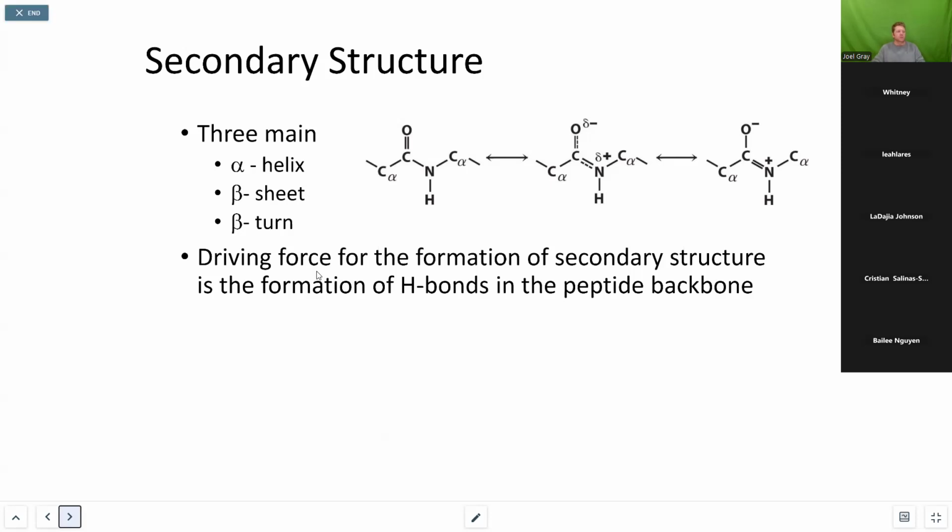Now, the driving force for the formation of secondary structure is the formation of hydrogen bonds on the peptide backbone. So your amino and your carbonyl groups are the groups that are going to establish these hydrogen bonds. So this is all independent of the R groups. At this point in time, we're looking at a polypeptide as amino acid, amino acid, amino acid, amino acid. We don't care that it's arginine, lysine, alanine, or anything like that. We care that it's just amino acids.